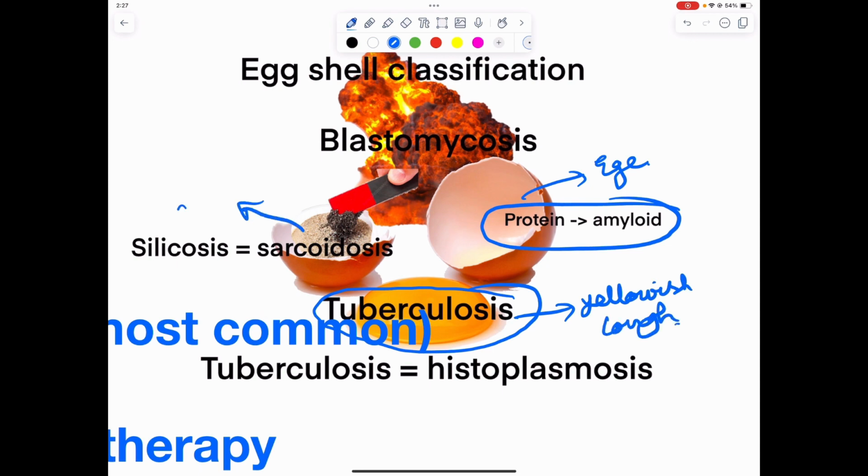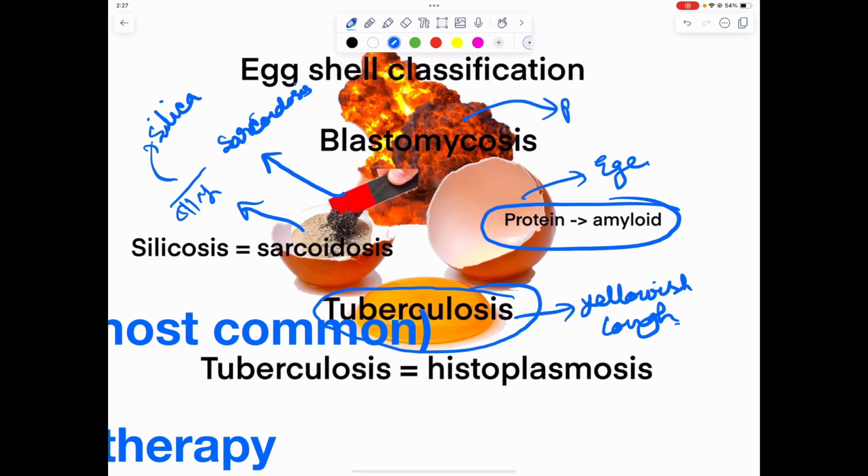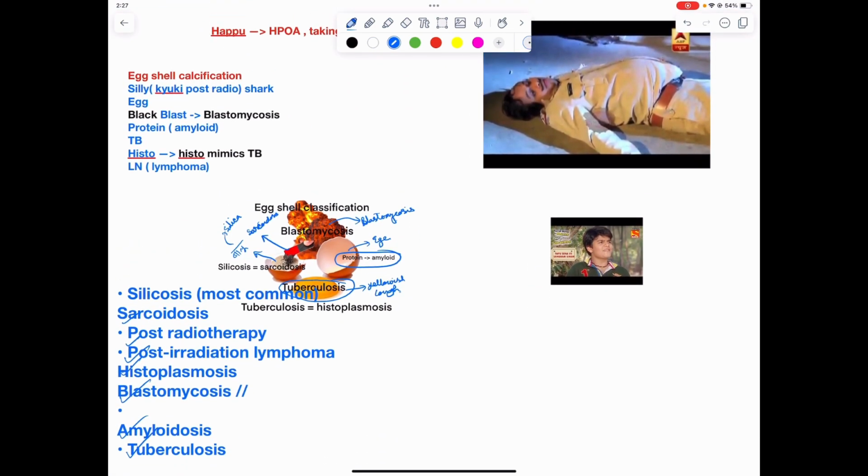Now see, there is a balu, and balu is also known as silica, and that gives rise to silicosis. And we have this magnet separating from the balu, and from this we can think of sarcoidosis. And remember that this egg got broken because of a blast, and therefore this is blastomycosis. So you can recall egg cell calcification, that is blastomycosis, protein amyloid, TB, the yellow part, and if there is TB, then histoplasmosis is similar to TB, so that can also occur. And then we can remember lymph node.